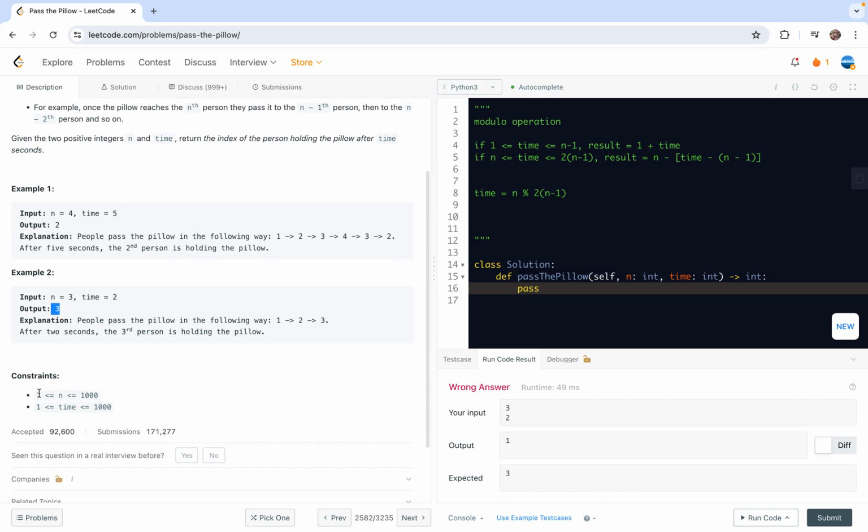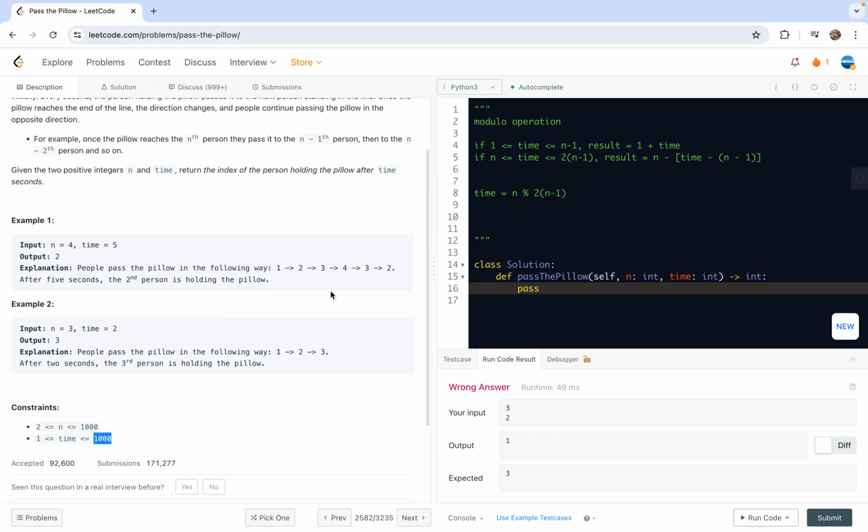Here are some constraints. First, n is greater than or equal to 2. This is an important one, right? The upper bound can be very large, actually. Time is greater than or equal to 1 and can be very large. Here it's bounded above by 1000, but it's not necessary. With that said, let's look at the analysis.